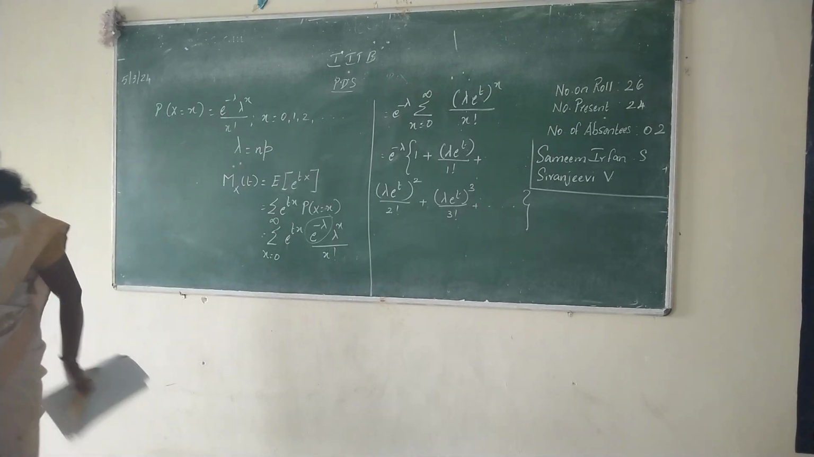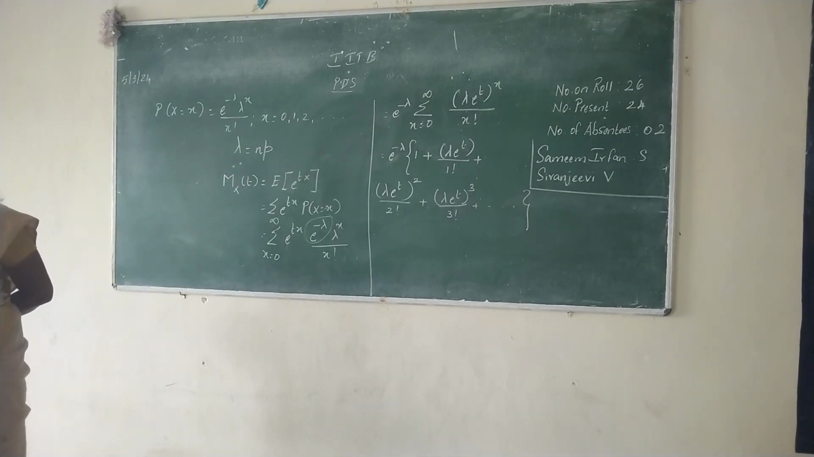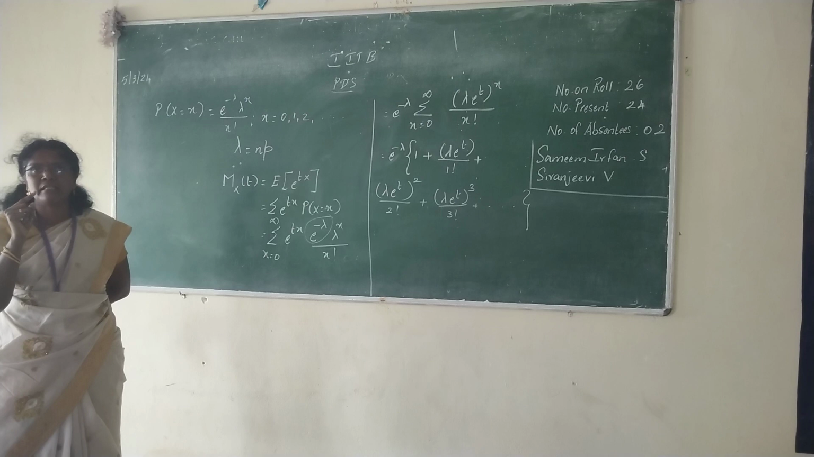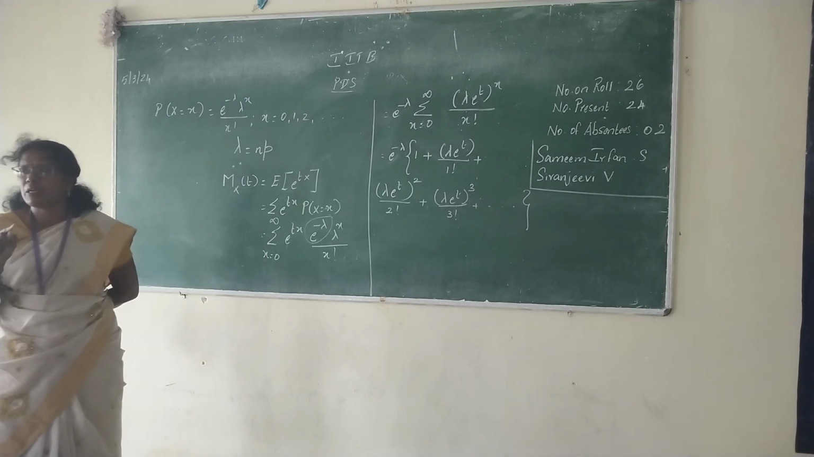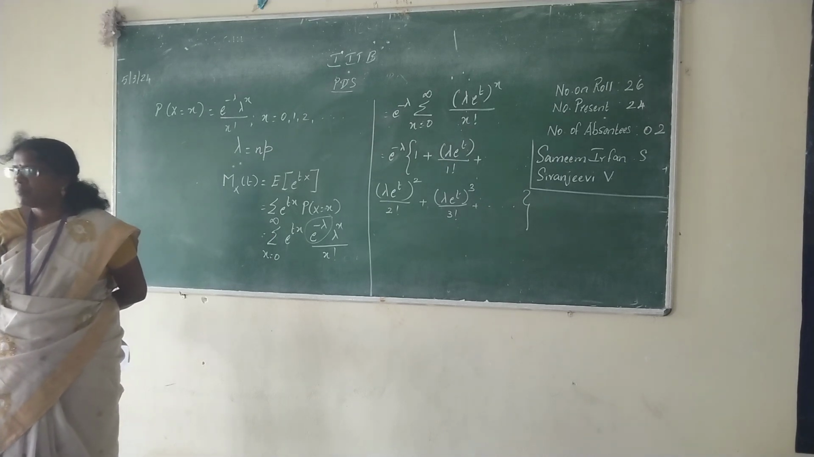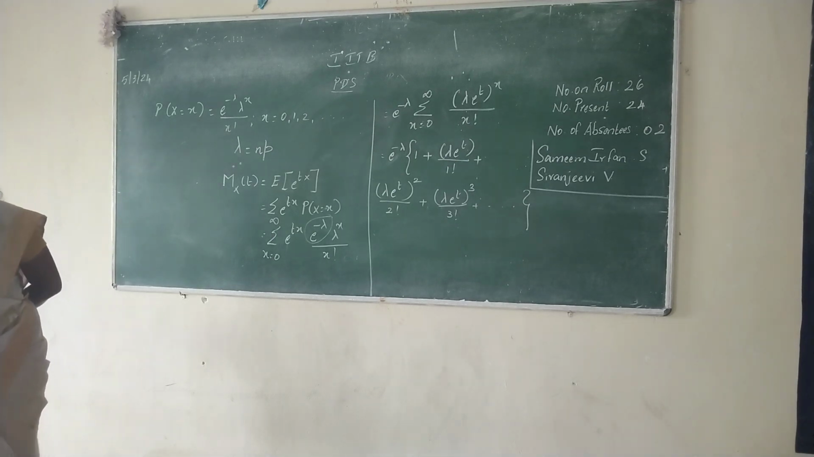Already, that day I discussed the formula with you. Do you remember? This represents which formula? Instead of lambda e power t, assume it as x. So what is the expansion you will get? 1 plus x by 1 factorial plus x square by 2 factorial plus x cube by 3 factorial, etc. It represents which formula?